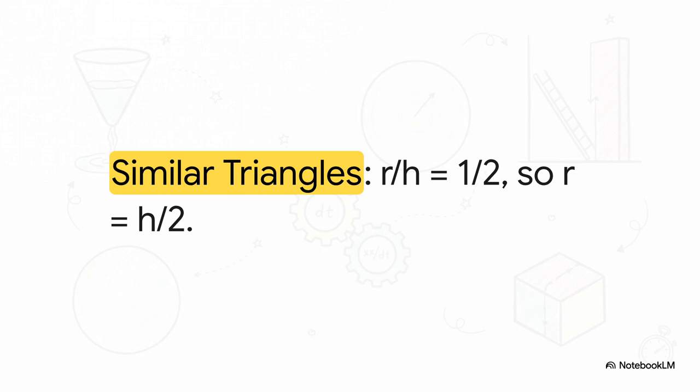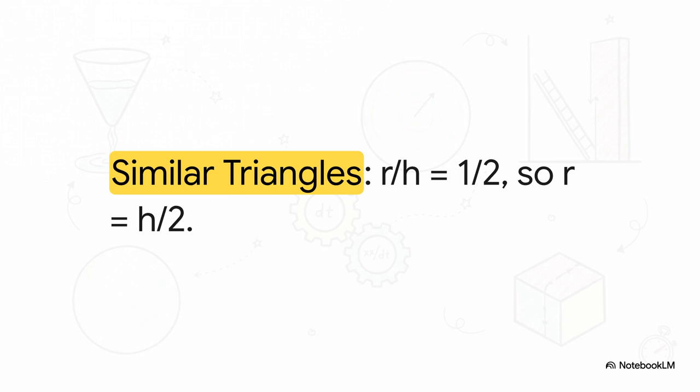Look at the cross-section of that cone. The water actually forms a small triangle inside the larger triangle of the funnel itself. Because they share the exact same angles, they are what we call similar triangles. That means their proportions are identical. The big funnel's radius-to-height ratio is 1:2, so the water's radius-to-height ratio has to be 1:2 as well, which means r will always equal h divided by 2.